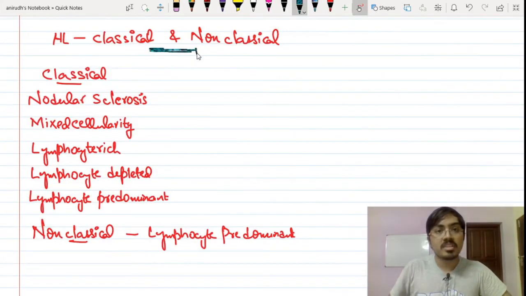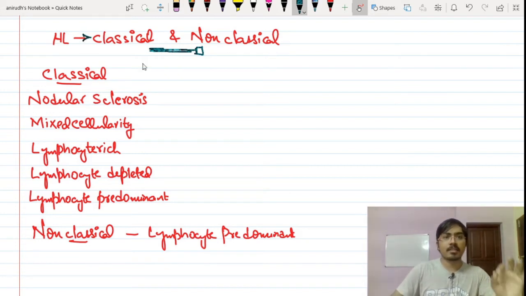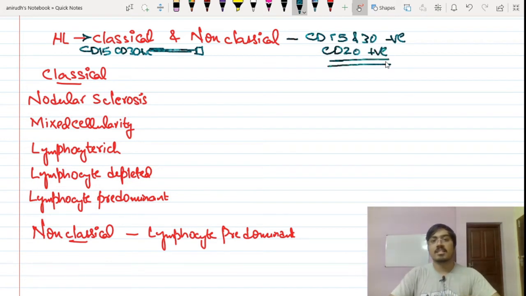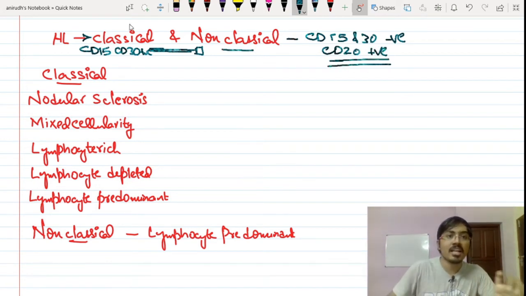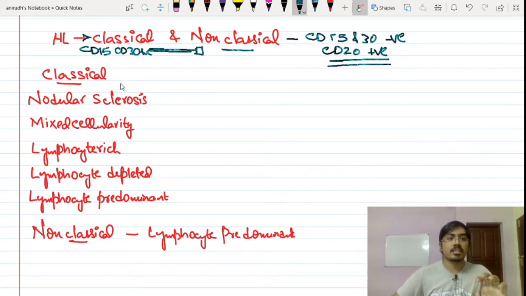So let us throw some light on the types of Hodgkin lymphoma. We are classifying it as classical and non-classical. If your Reed-Sternberg cell is CD15 and CD30 positive, you call it by the name of classical types. And if it is CD15 and CD30 negative, but it is CD20 positive, then it becomes non-classical. Only one subtype is there in non-classical, rest everything is in classical. So we are supposed to remember the name and some basic points regarding that.